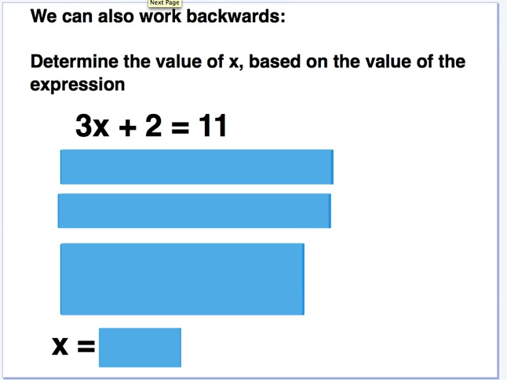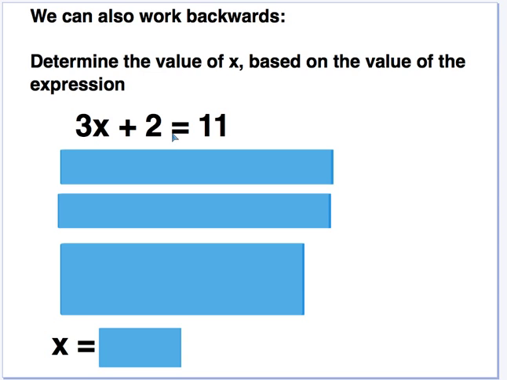We can also work backwards. And this is really what we're going to be doing a lot of this year. We're going to be trying to find the value of x. In this case, we're told that this expression right here, 3 times the number plus 2, or 2 more than 3 times the number, is actually equal to 11.